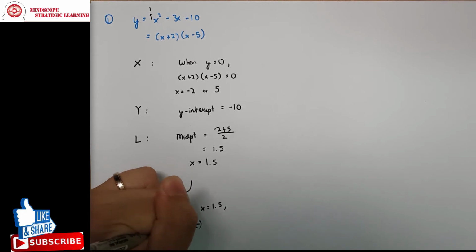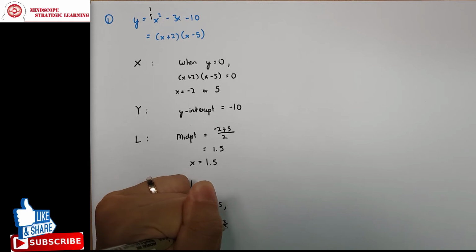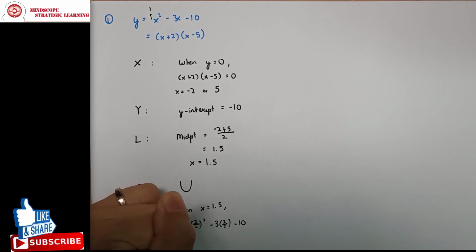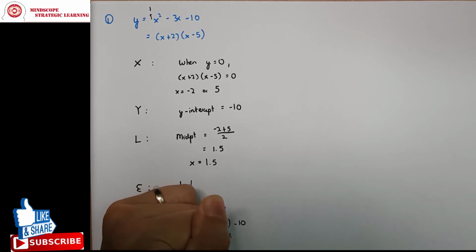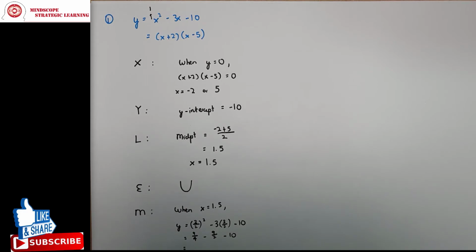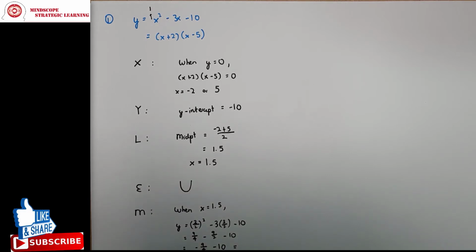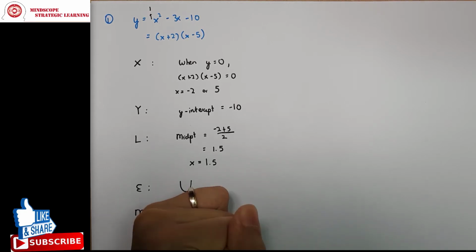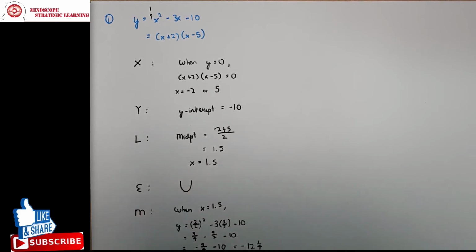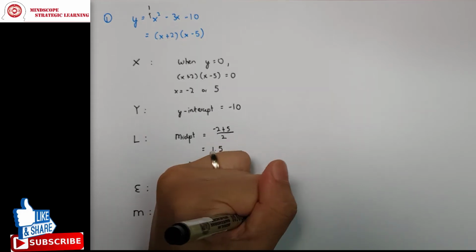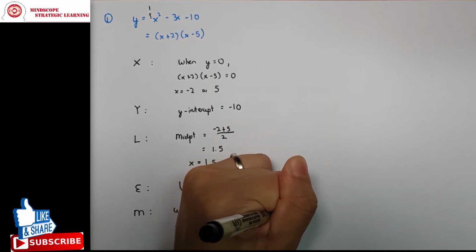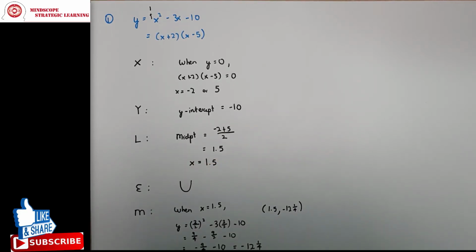That will be 3 over 2 bracket squared minus 3 over 2 minus 10. So that will give us 9 over 4 minus 9 over 2 minus 10. Doing some mathematics, which you can input on your calculator, that is minus 2 and 1/4, so minus 12 and 1/4. Alright, so once we have found all the things, the minimum point here is 1.5 comma minus 12 and 1/4, or 1.5, minus 12.25.